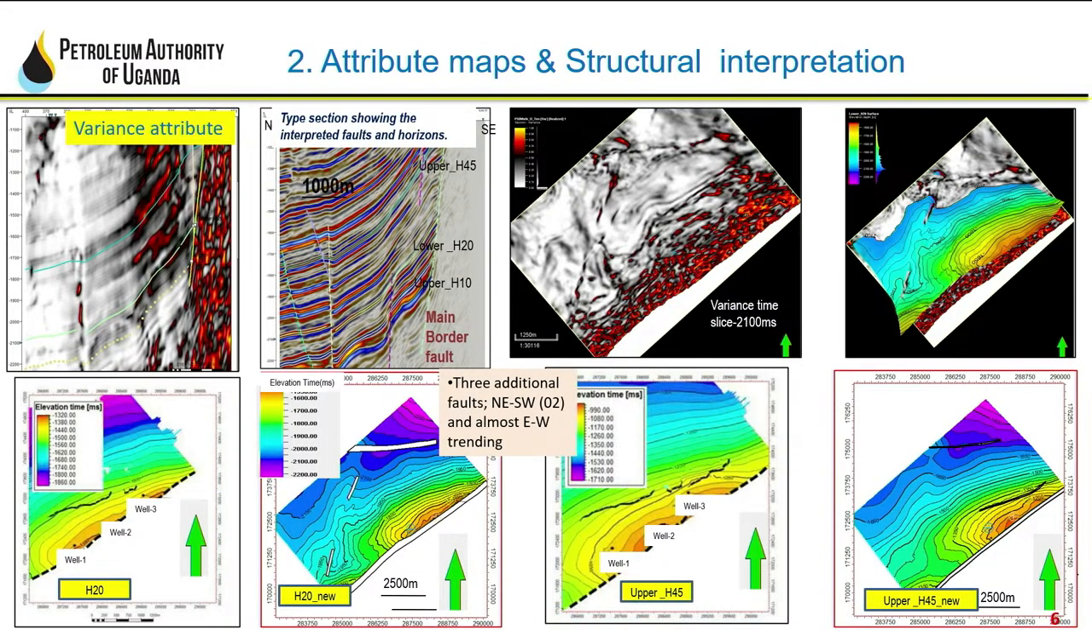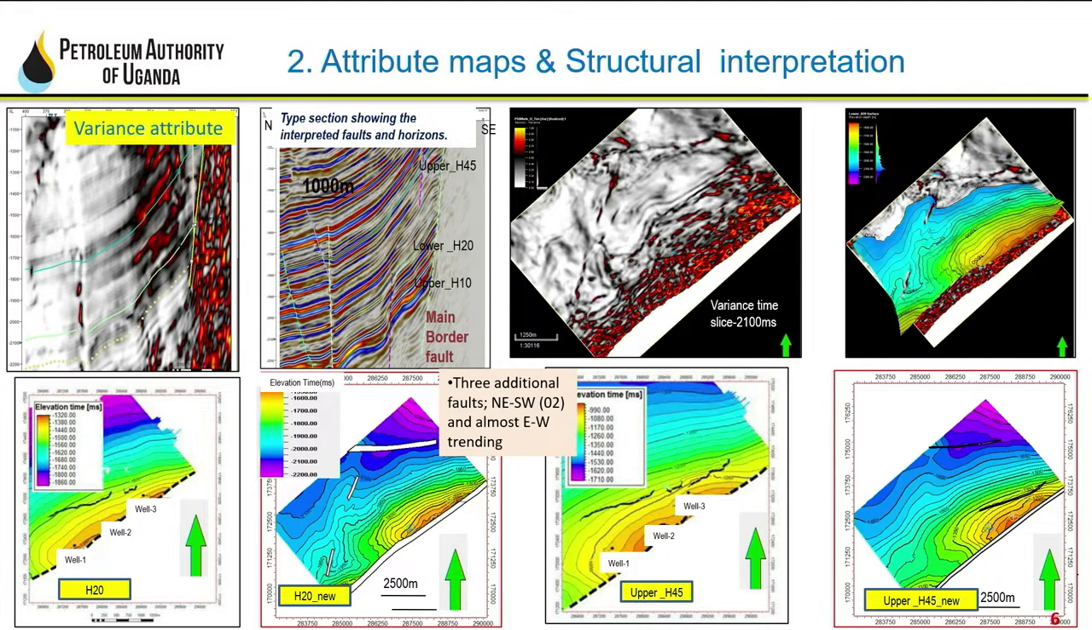Then into what I majorly did: I extracted many attributes on my data set, and for the purpose of this presentation, the variance attribute was mostly handy. It's a good edge method attribute, and it is good at imaging structure and discontinuity in seismic data, so you can get out faults that you could not get if you had not extracted this attribute. The topmost picture on the left shows a variance attribute map, and you can clearly see where the variance is highly pronounced as a discontinuity. Those were picked out as faults.